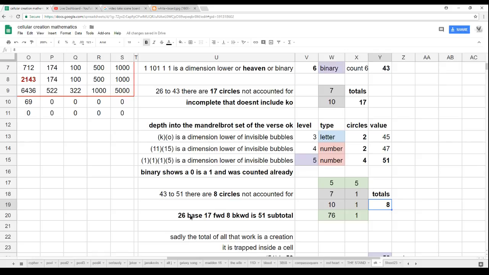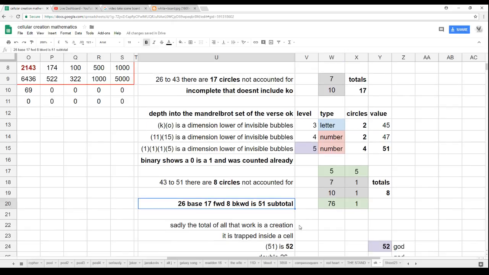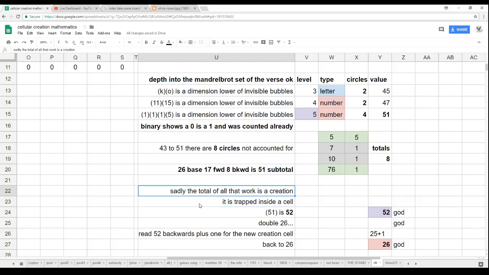Okay, so again, your 26 base, your 17 forward, and your 8 backward for the accounting for the bubbles, or the invisible cells that everything is contained in. Okay, that's 25 things not accounted for. Is 51 subtotal, subtotal, because what did we do? Sadly, the total of all that work is a creation. It is trapped inside a cell. 51 is 52 at the end of the day, because you're done your work now. You can finally add your plus 1.